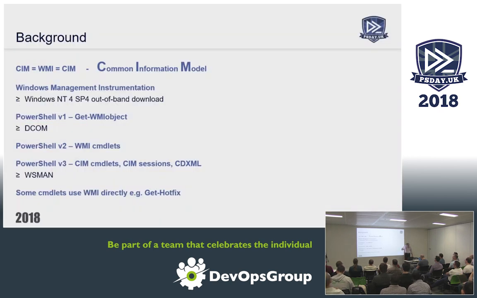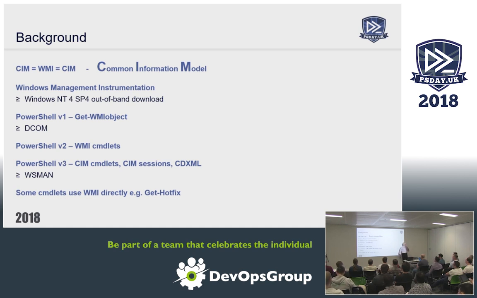So a little bit of background. First off, a lot of confusion from Microsoft between the difference between CIM and WMI. Basically, there isn't any. CIM is the Common Information Model. It was invented by the Distributed Management Task Force. Microsoft picked this up around NT4 days as an out-of-band download, called it WMI, because in those days they had to change the name of everything. And then with PowerShell v3, they brought in a new API and decided to call it CIM, just to add to the confusion.